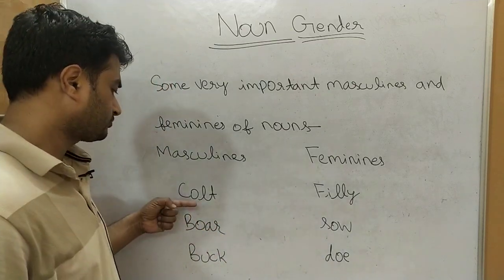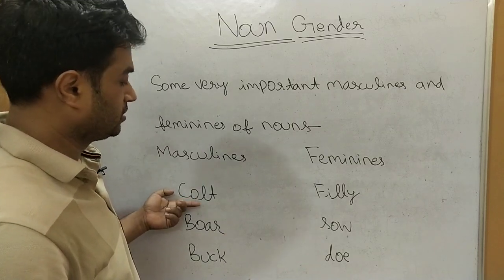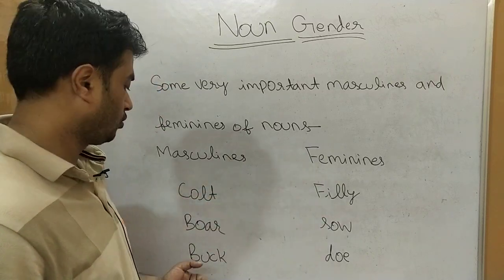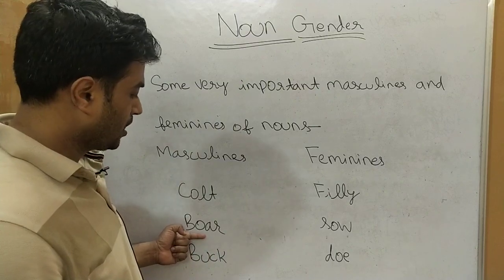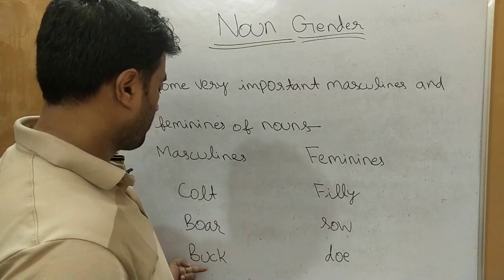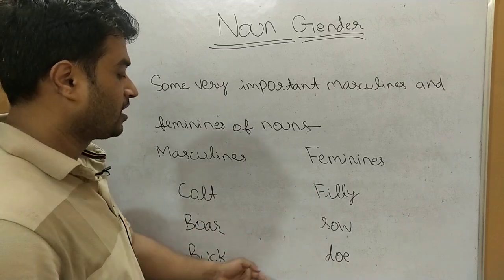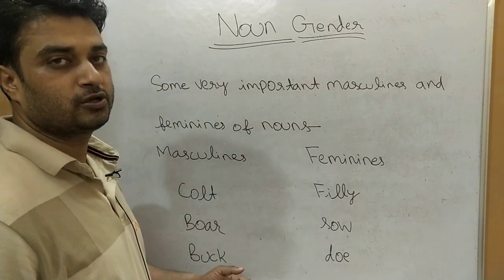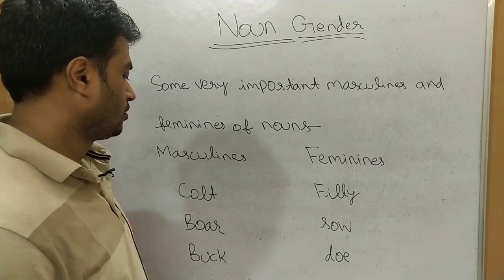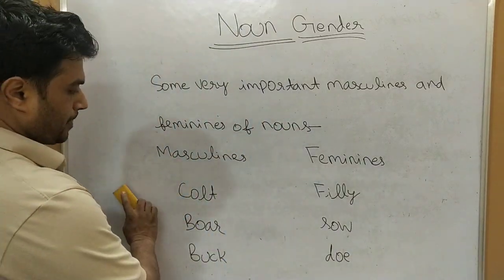So a colt is a young male horse, and a filly is a young female horse. Boar is a male wild pig, and sow is a female wild pig. A buck is the male of various animals, and a doe is the female of various animals like deer, stag, rabbit, or kangaroo. And now let's see a couple of more words.